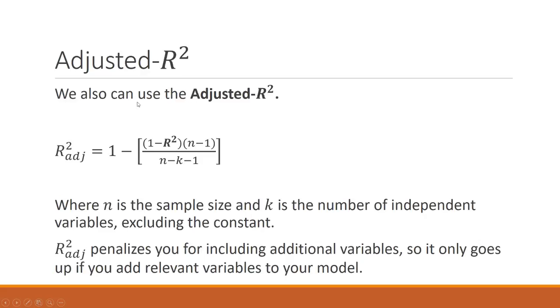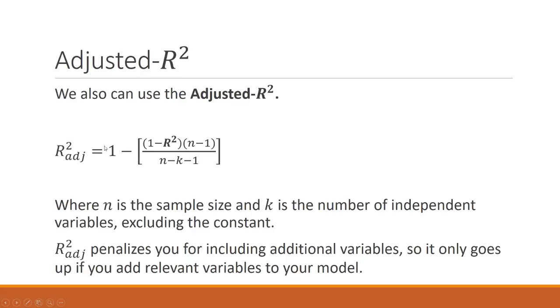The adjusted R squared is calculated this way. It is a function of the R squared. It's 1 minus this big clunky term: 1 minus R squared, times n minus 1, over n minus k minus 1, where n is the sample size and k is the number of independent variables, excluding the constant. So n is the sample size, and k is the number of independent variables.